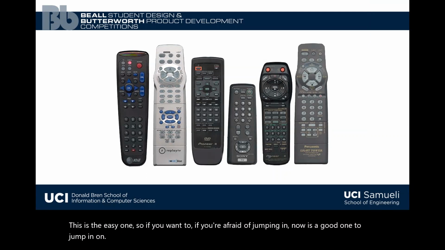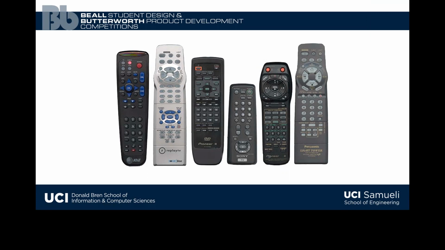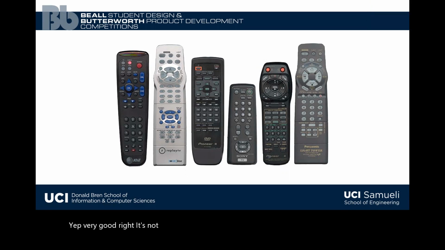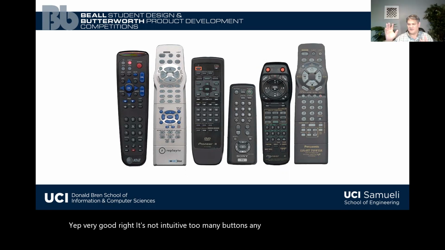There just seems to be a lot of buttons and we don't know exactly what does what, especially because some of them have the same design, like the second remote, which has two circles. We don't know which controls what. It's not very intuitive. Yep. Very good. Right. It's not intuitive. Too many buttons. Any other thoughts about what makes these so they're maybe not good design?